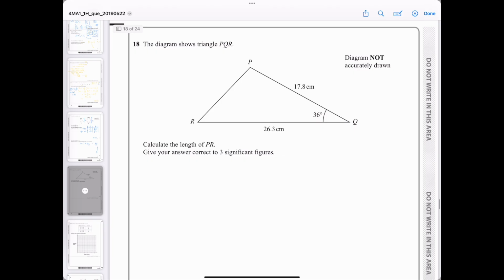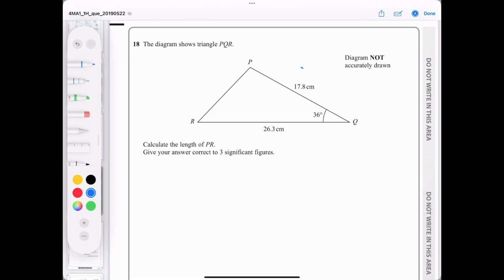Right, we're at the end where we start to do things I don't really like. The diagram shows PQR, and we need to calculate the length of PR and give your answer to 3 significant figures. Okay, so what do we know? We know 2 of the sides, that one, and we know 36 degrees. And this is not a square, this hasn't got a right angle, so it means we can't use SOHCAHTOA.